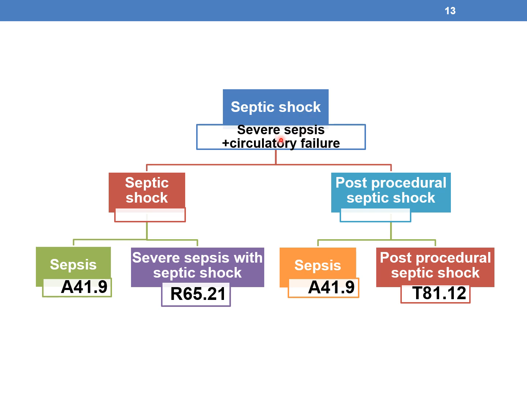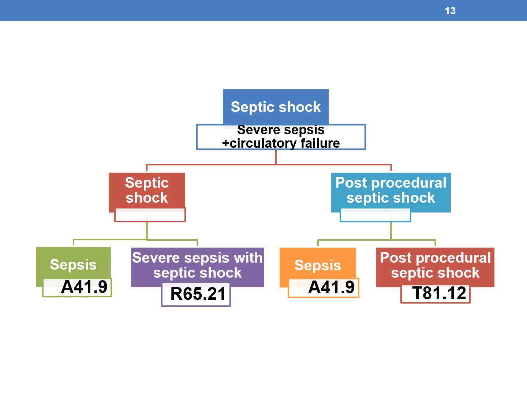Here you can see septic shock is nothing but severe sepsis with the circulatory failure. First, you need to code the associated systemic infection A41.9 sepsis plus severe sepsis with septic shock, R65.21 for general septic shock. For post-procedural septic shock, the code for sepsis is the PDX, followed by post-procedural septic shock, which comes under the series T81.12. This code is further expandable.